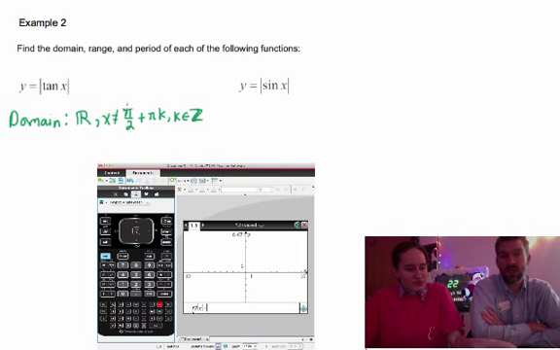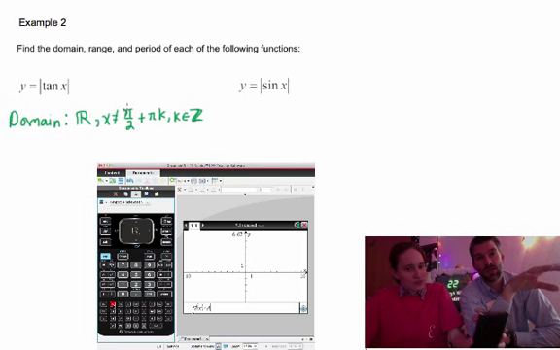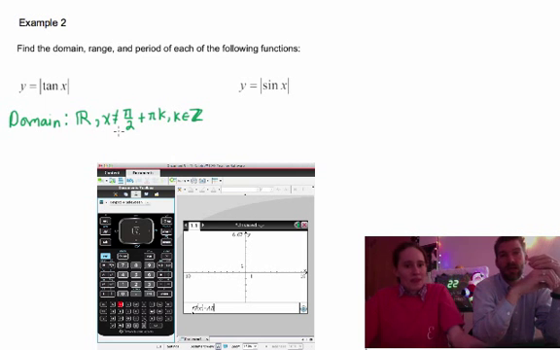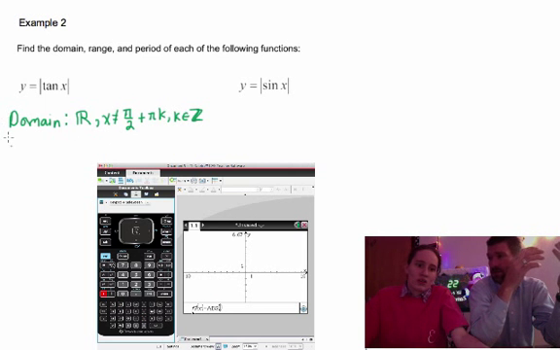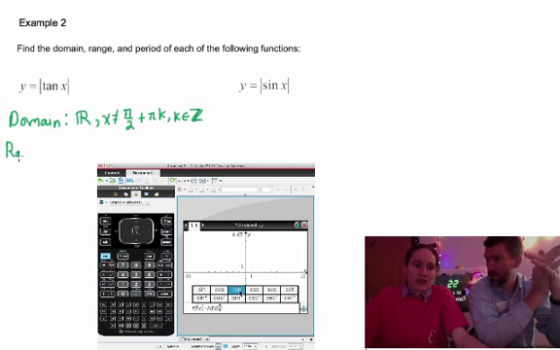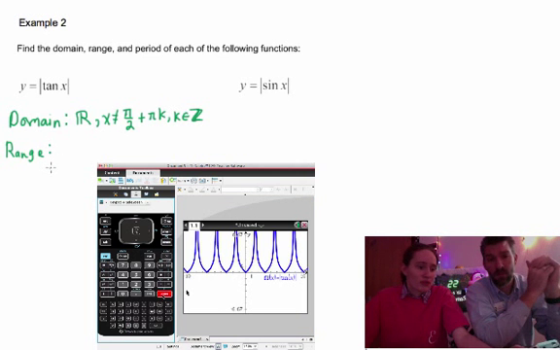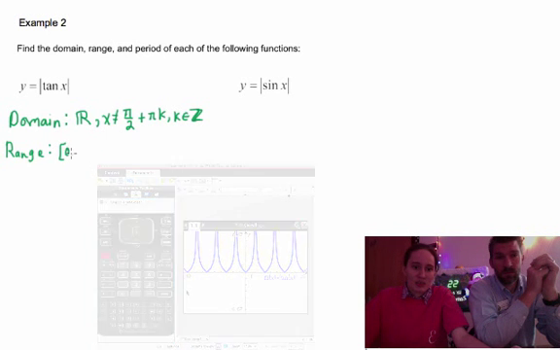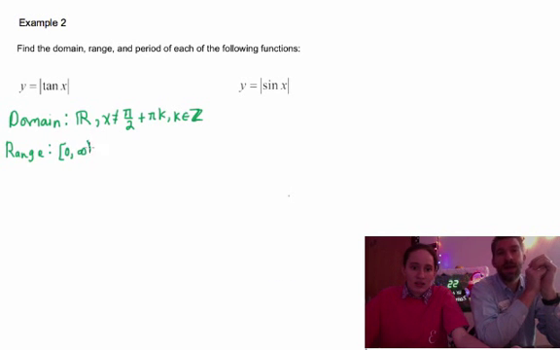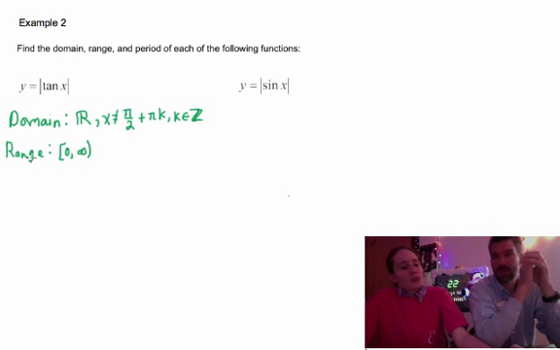All right, the range then. If you think about this, we're talking about absolute value. That's distance. What's the range of an absolute value function? It's always positive. It goes from 0 to positive infinity. Yeah, you got it. And it looks like it does equal 0. I concur with that assessment of the situation.